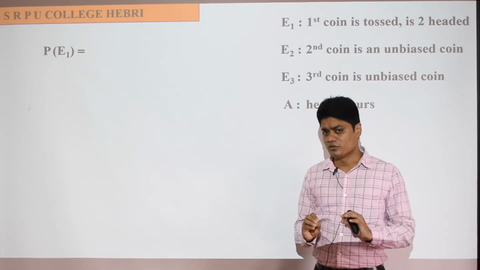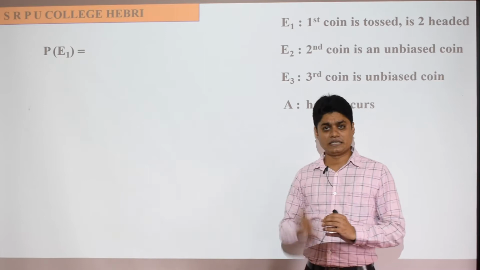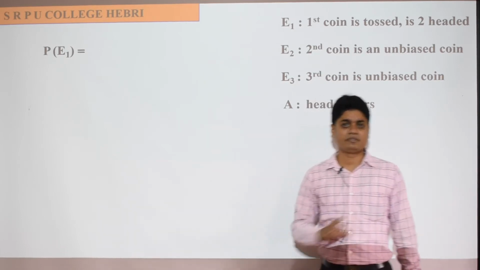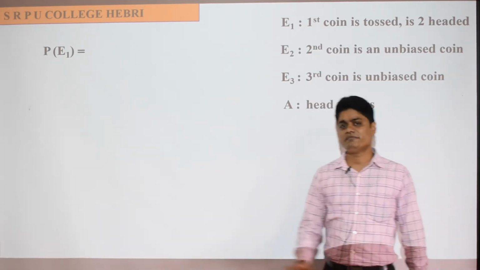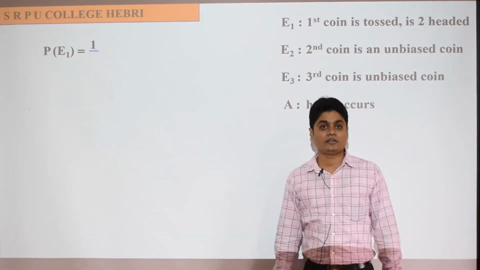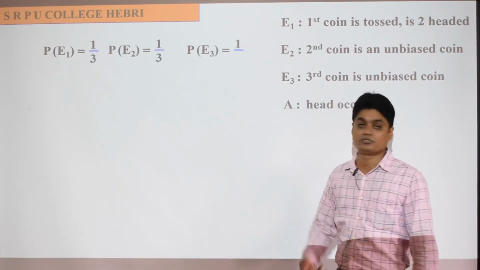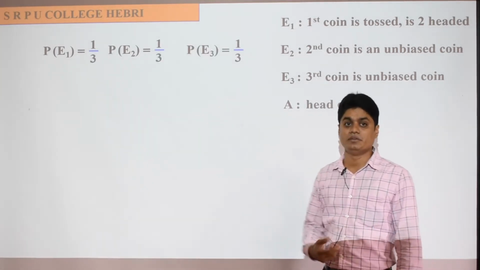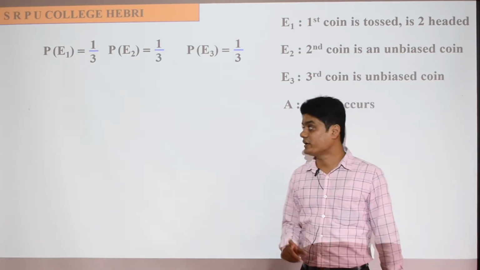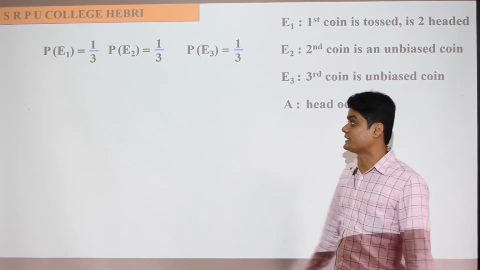You know the important method for the question: the important work is understanding the question and writing E1, E2, E3, A given E1, A given E2, A given E3. Then the work will be easy. So what is the probability of E1? Out of 3, one coin is selected, so 1/3. Probability of E2 is 1/3. Probability of E3 is also 1/3, because all the events are equally likely events.